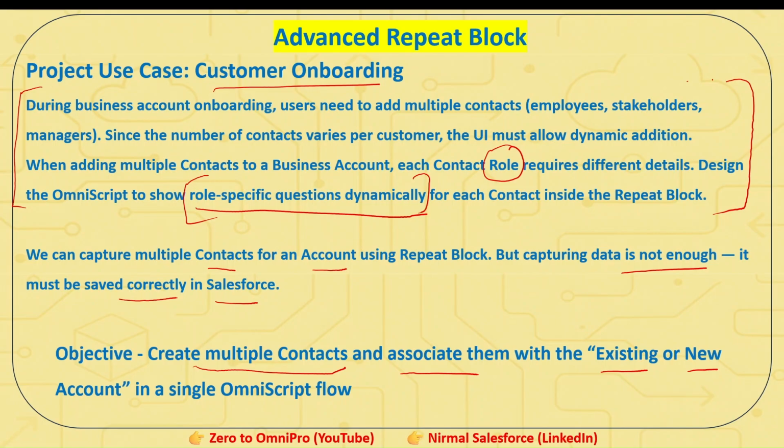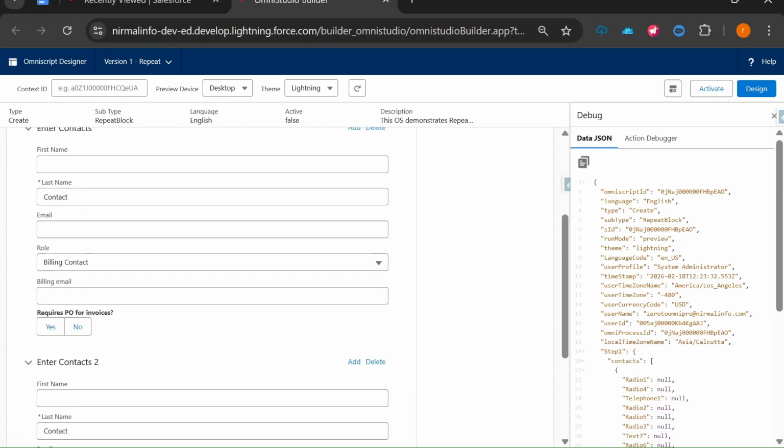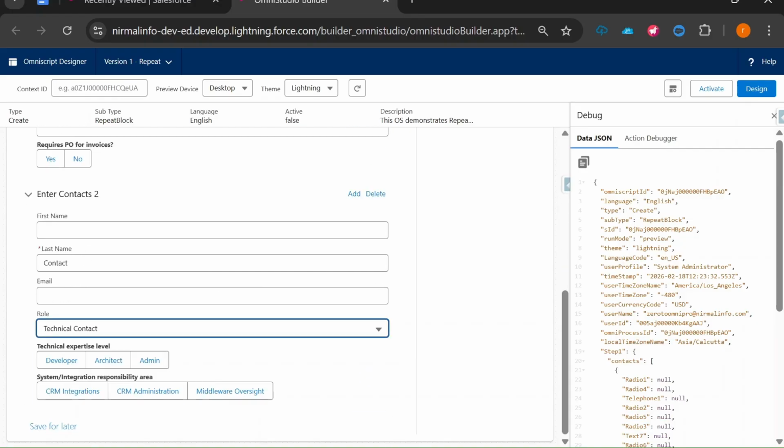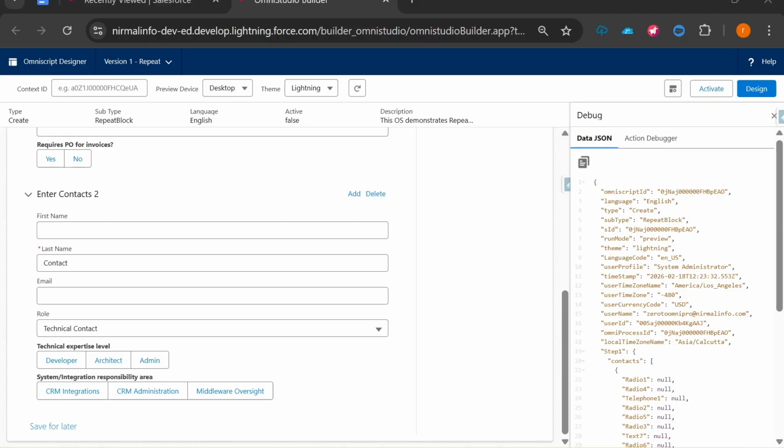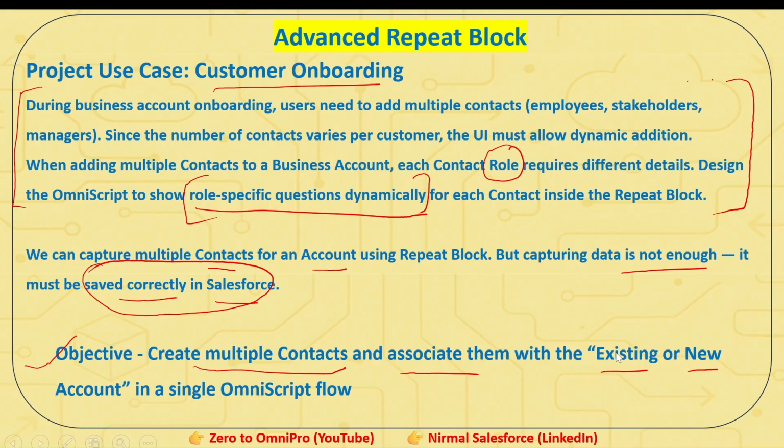Now in this video, for example, we are creating here two contacts, contact 1 and contact 2. But here we are only capturing the information: first name, last name, email, role and role specific information. Here we want to save it to Salesforce now, and that's our objective. As we know, to save anything in OmniStudio, we need to create a DataRaptor Post. So let's see how we can add DataRaptor Post here, and how it will help us to save all these contacts to the existing or the same or new account.